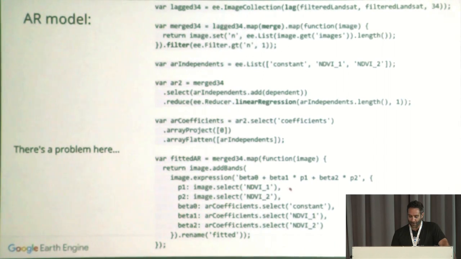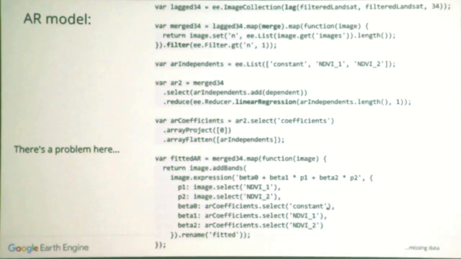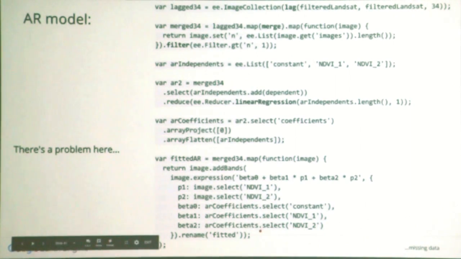And the second argument to image.expression is a variables map. And so we're saying the p1 variable is equal to NDVI at time t minus 1. The p2 variable is the NDVI at time t minus 2. Beta 0 is the coefficients.select constant. Beta 1 is coefficients.select NDVI underscore 1, and so forth. And that's just implementing this equation.